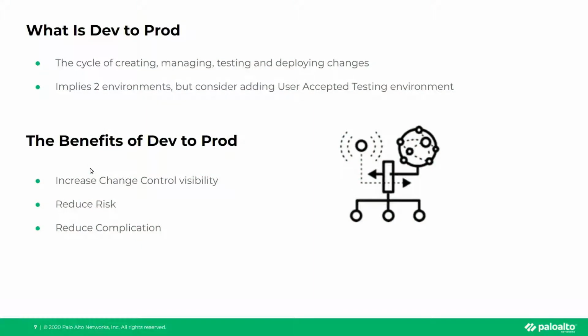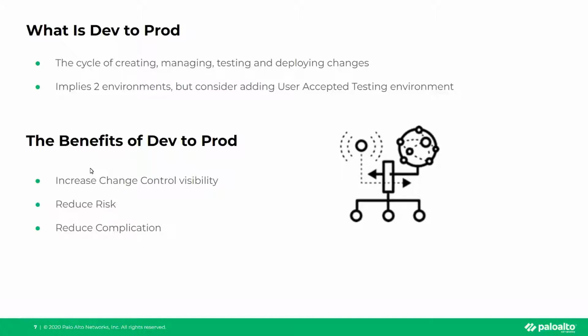Okay, so what is dev to prod? At a high level, dev to prod is really the cycle of creating, managing, testing and deploying changes. The name implies 2 environments. We say dev to prod, and a lot of customers that I work with have just 2 environments, which is definitely perfectly okay. On our hosted solution, you're provided with the dev and prod. So typically 2 environments is what I see most often. However, I do also encourage using a third, which I'm going to be demoing today, which is our user accepted testing environment or a QA environment. This way you can test drive your changes before you decide to push them into prod.